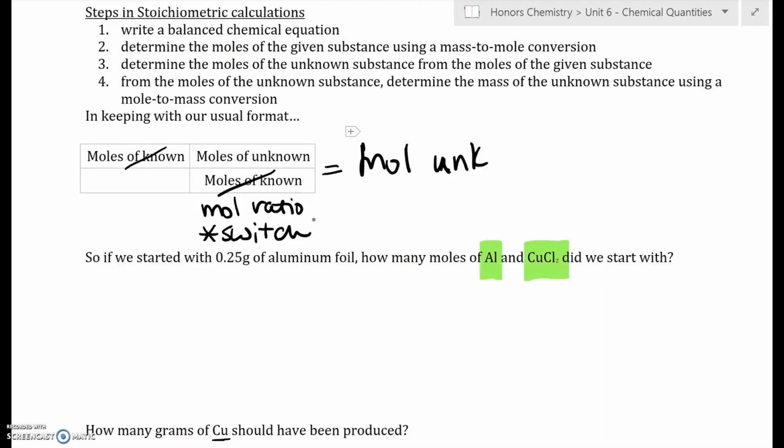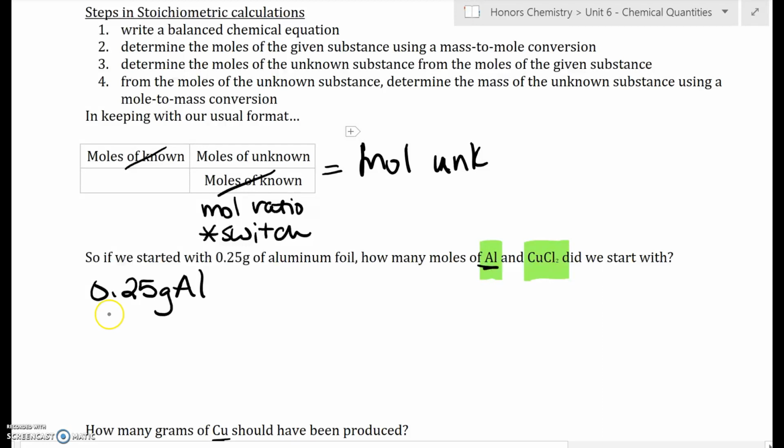Okay, so let's start out with a kind of straightforward question. So first of all, we have 0.25 grams of aluminum foil. How many moles of aluminum and copper 2 chloride did we start with originally? So first of all, if you're just talking about the aluminum, we've done those already. That's a simple one-step mole conversion. So if you would, please go ahead and pause the video and see if you can determine how many moles of aluminum we used in this particular reaction.